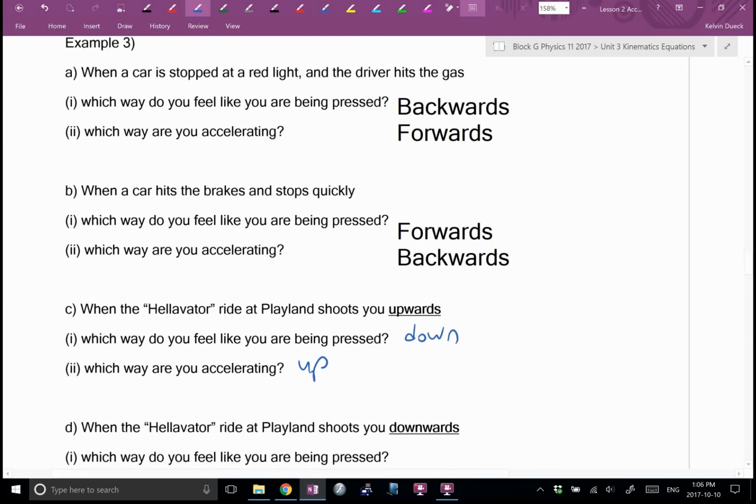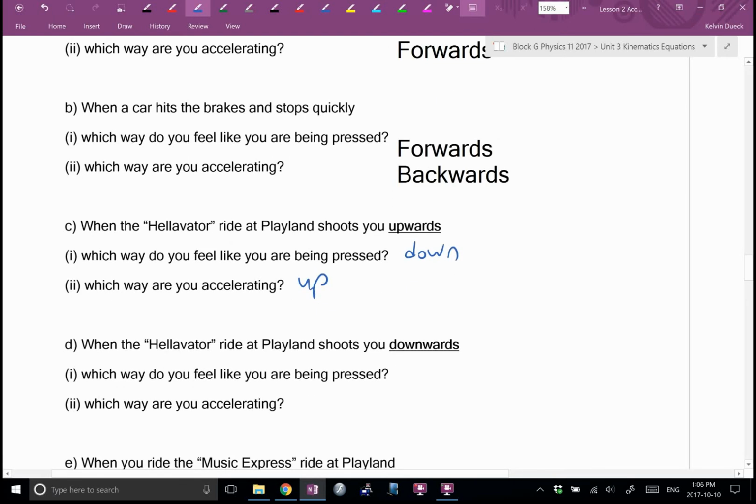Oh, when the elevator goes down, which way do you feel like you're being pressed? Do you feel like you're about to leave the seat and go up? Which way are you clearly accelerating then? If you feel like you're about to leave the seat and go up, and your body detects everything backwards, which way are you clearly accelerating?